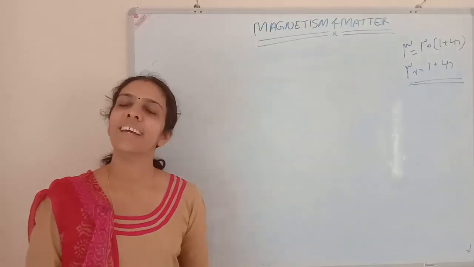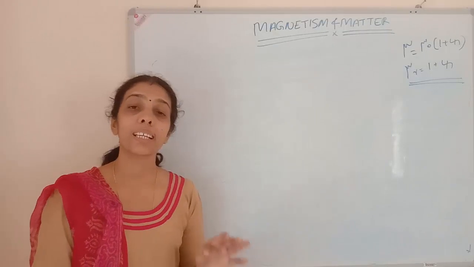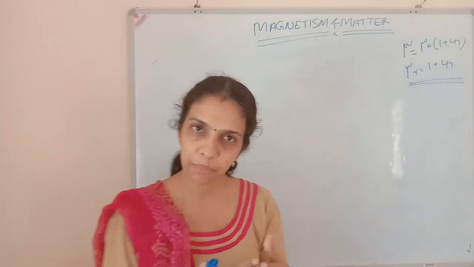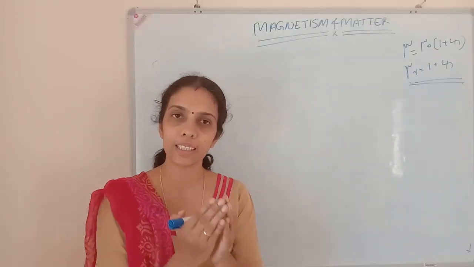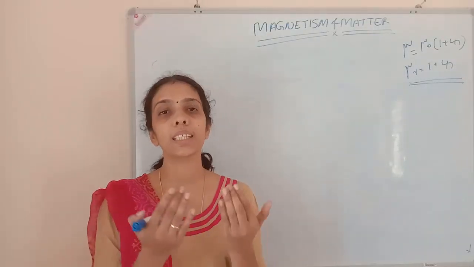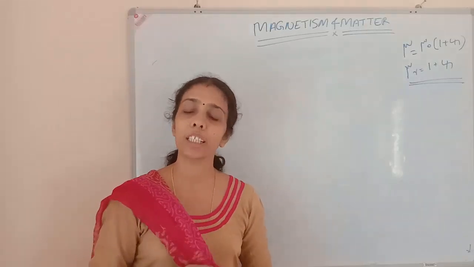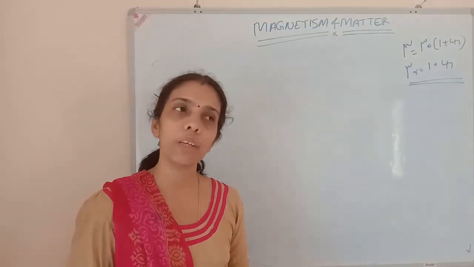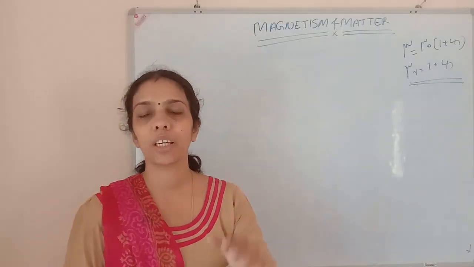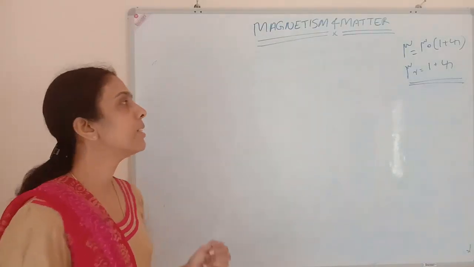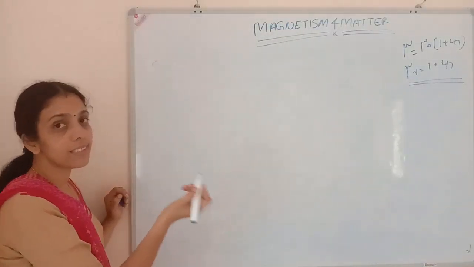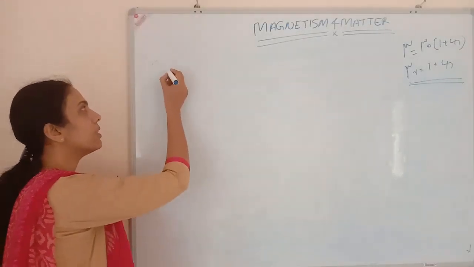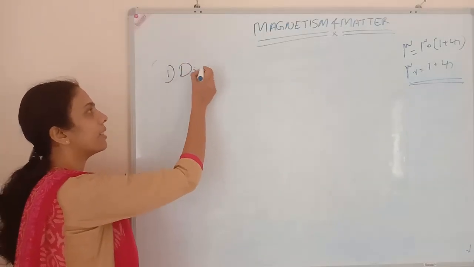Clear? Next we are going to study the classification of magnetic materials. Magnetic material means when we place a material in a magnetic field, it acquires some magnetic moments and magnetic properties. They are called magnetic materials. So today we are going to study the classification of magnetic materials. Faraday did this classification according to the property of the magnetic material. The first one is diamagnetic material.